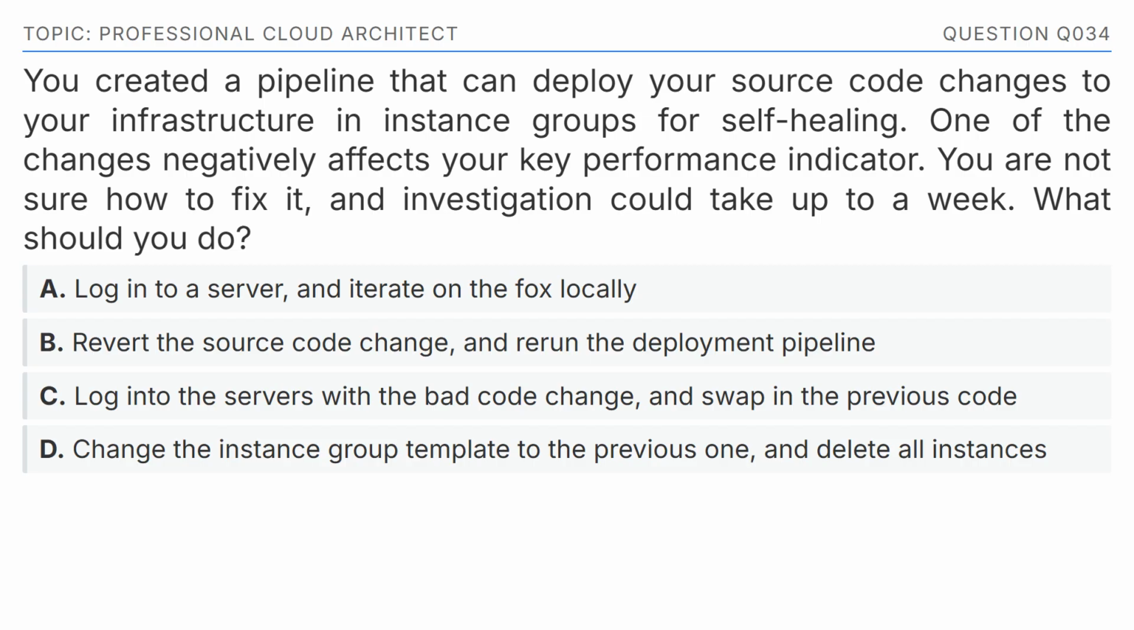What should you do? The options are: Option A, log into a server and iterate on the fix locally. Option B, revert the source code change and rerun the deployment pipeline. Option C, log into the servers with the bad code change and swap in the previous code. Option D, change the instance group template to the previous one and delete all instances.